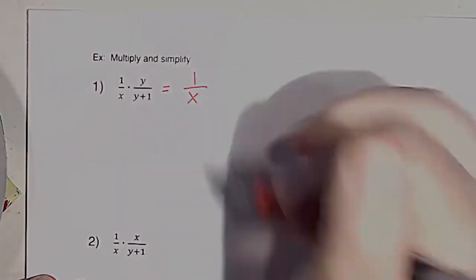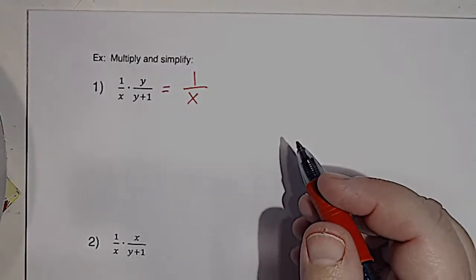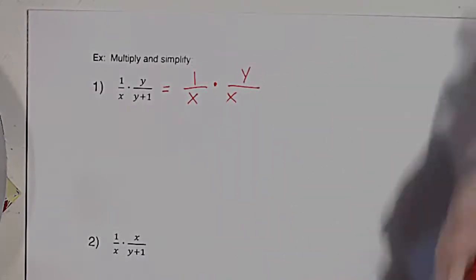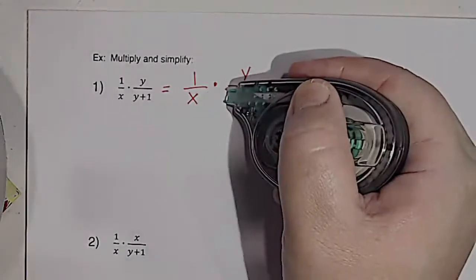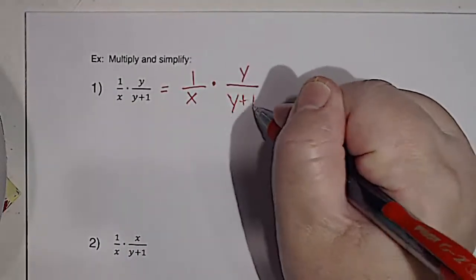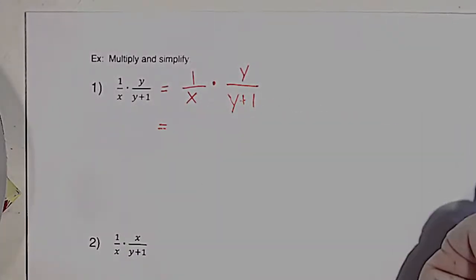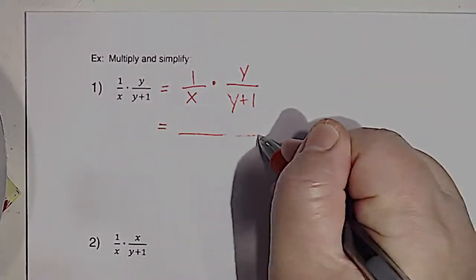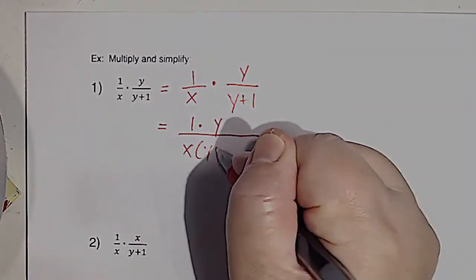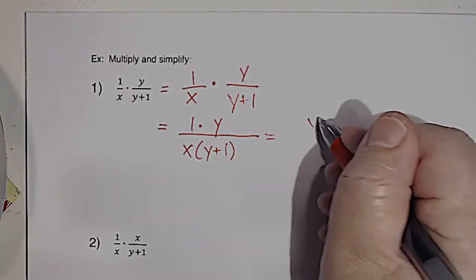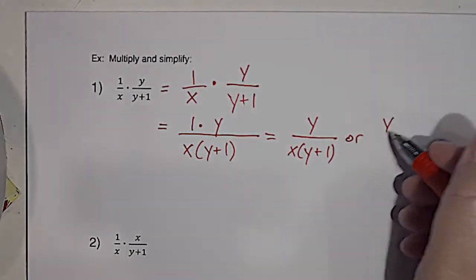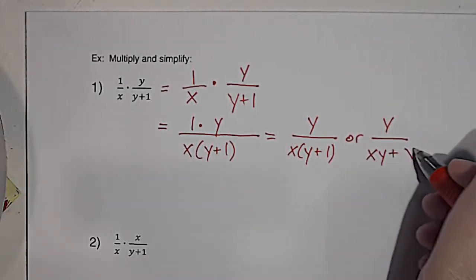1 over x. Oh, I'm doing it in red. Okay, we'll do this one in red just for the heck of it. Times y over y plus 1. Okay. So I've got, multiplying across, 1 times y. Multiplying across the bottom, x times y plus 1. So I get y on top, x times y plus 1, or y on top, xy plus x.